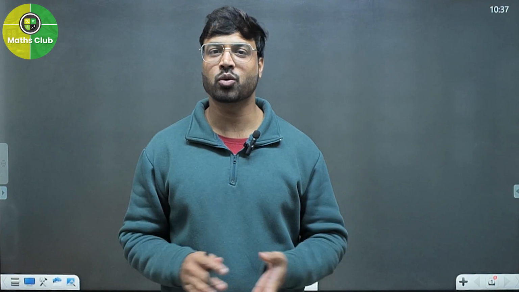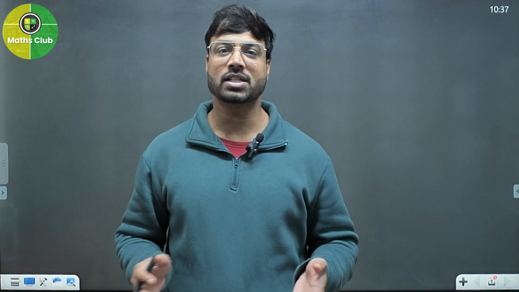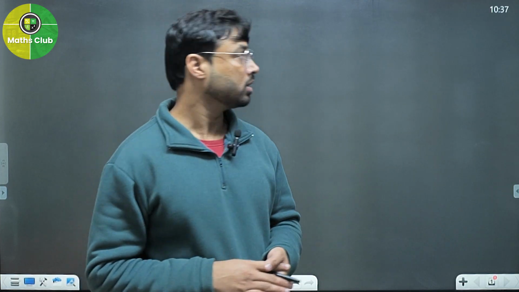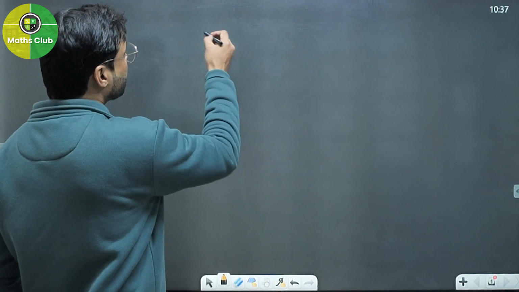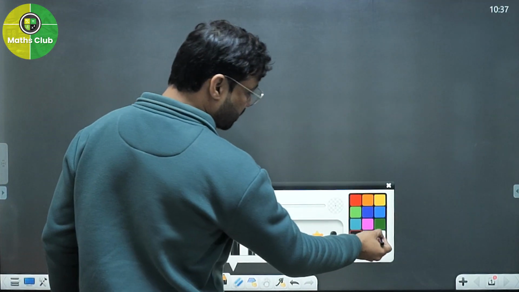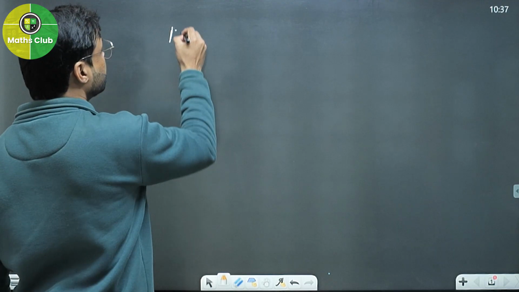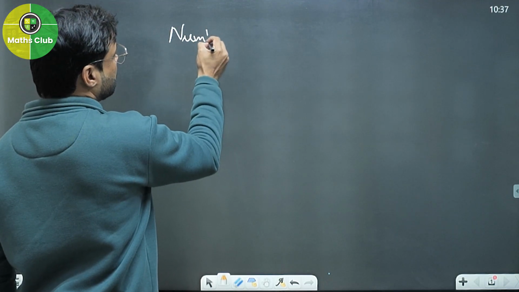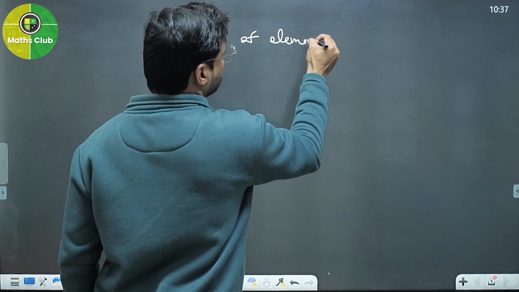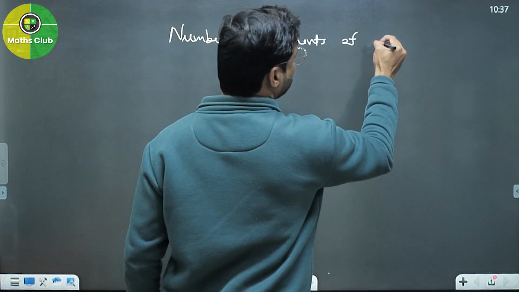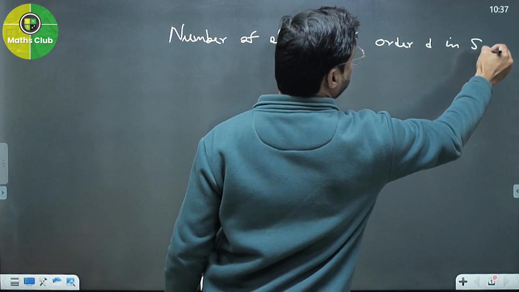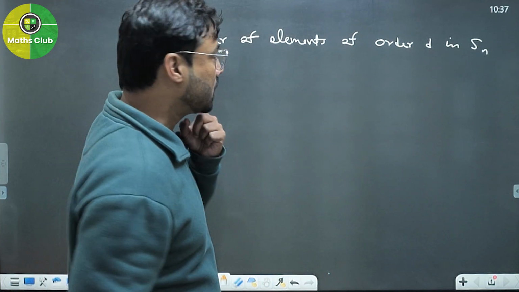Today we are going to discuss how to find the number of elements of a particular order in a symmetric group. We are going to discuss how to find the number of elements of order d in Sn. Sn means permutation group or symmetric group.